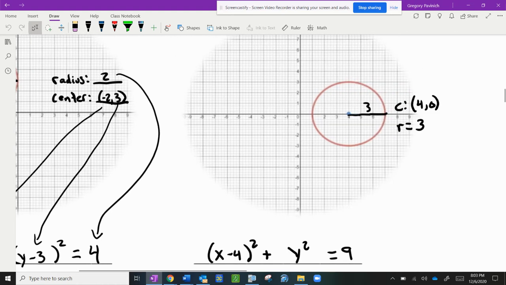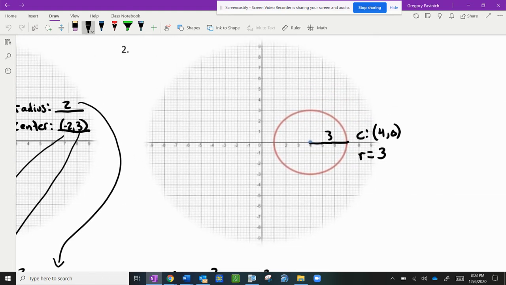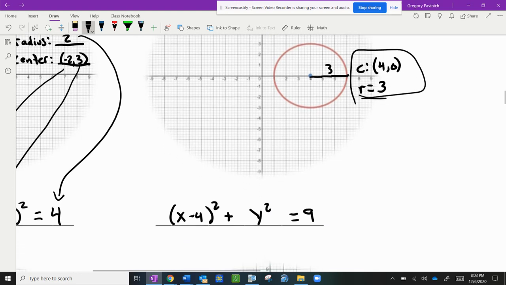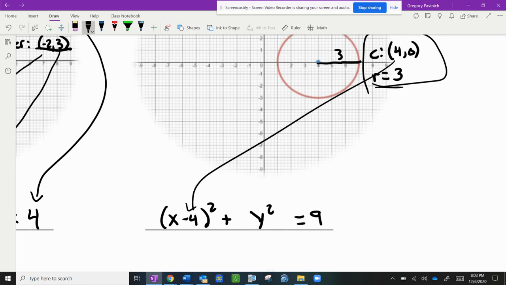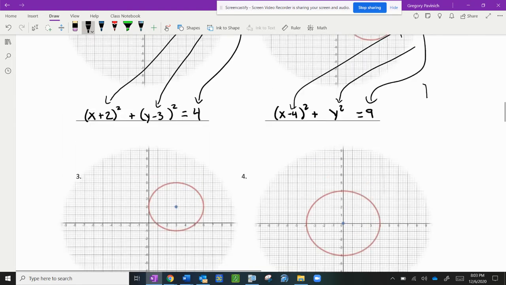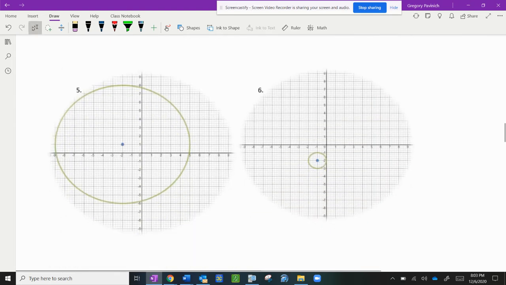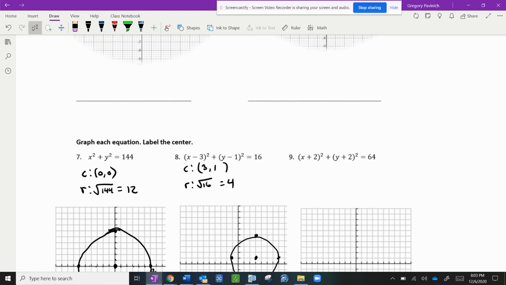Okay, our next one is a center of (4, 0) and a radius of 3. The only reason I chose this one was because you can see what happens when one of your coordinates is 0. Notice that this is (x minus 4) squared, and we don't use the 0. We just write y squared or x squared when the coordinate for the center is 0. And of course, I would square my radius and get 9. So the rest of those are for homework. Those are pretty easy. They should take you all about 10 seconds to do.